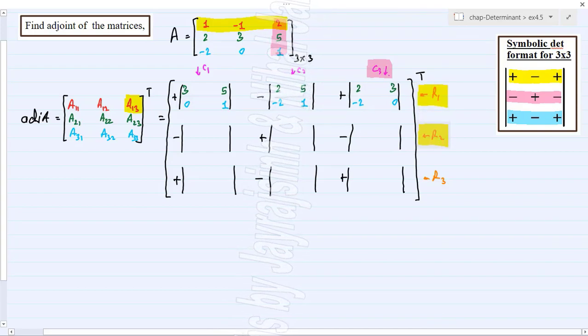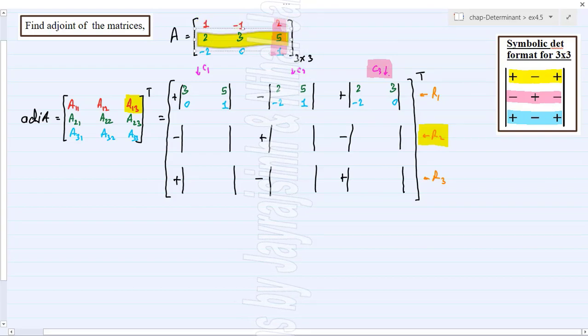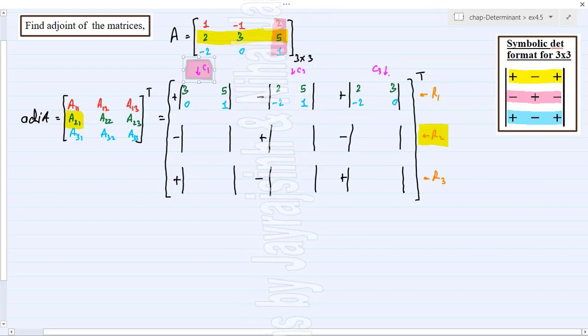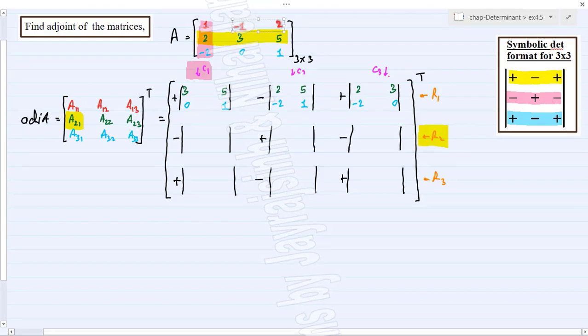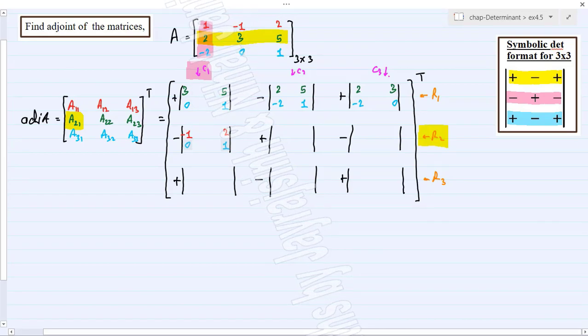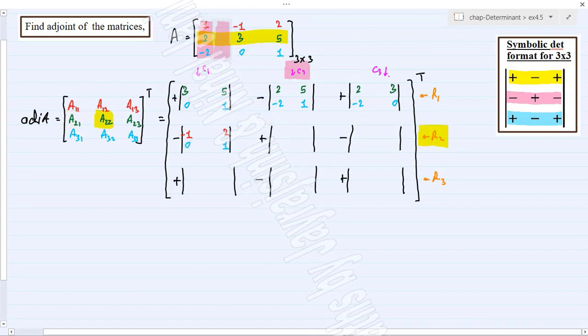Now let's try to get minor of element of second row. Your first element is in first column. So ignore first column and second row. So we will get minus 1 and 2 and 0 and 1. Now your second element is in second column.